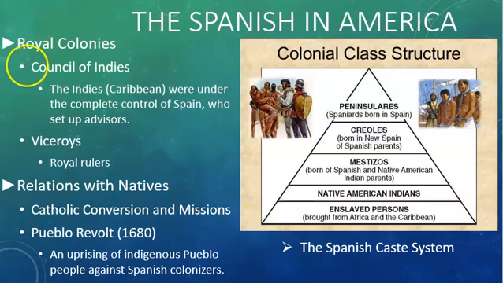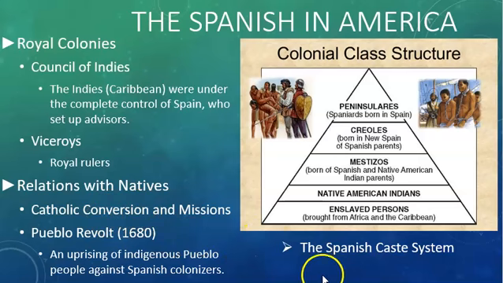Now, a few things. Royal colonies. The Spanish set up a lot of colonies, specifically in the Indies. The Indies are what would be the Caribbean. Again, Columbus got lost, called them the Indies. It's the Caribbean. The Indies were under complete control of Spain. This was called the Council of Indies. In Spain, they used a lot of viceroys, which are like royal rulers. The royals would pick somebody and say, hey, you go rule in the colonies, and that's what viceroys did.